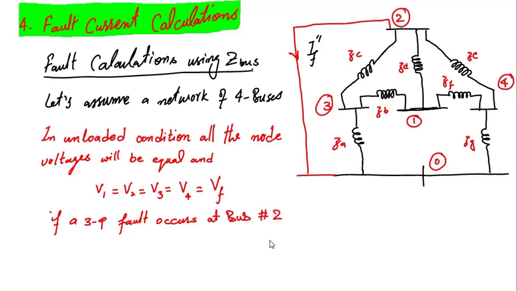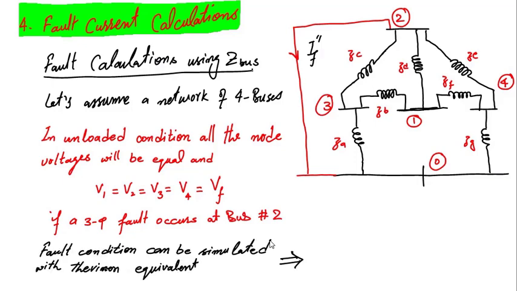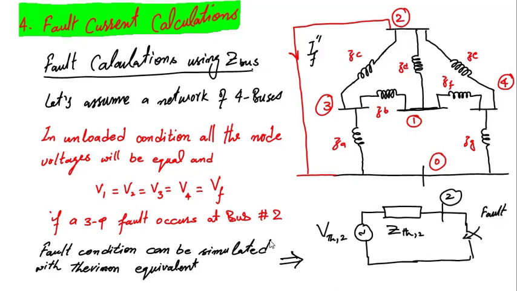So we make use of the Thevenin equivalent. The Thevenin equivalent of this whole network between bus number 2 and reference is given as follows. We first determine the Thevenin voltage between bus 2 and reference in series with the Thevenin impedance, and then the fault will be simulated with a closed switch between bus 2 and reference. So this Thevenin equivalent is a Thevenin of the above circuit between bus number 2 and reference.